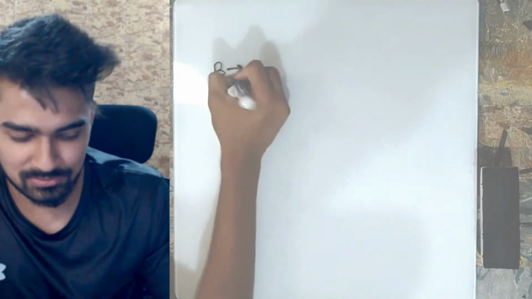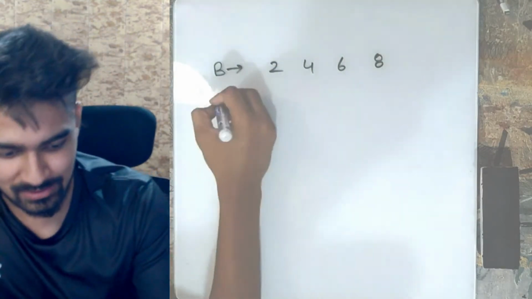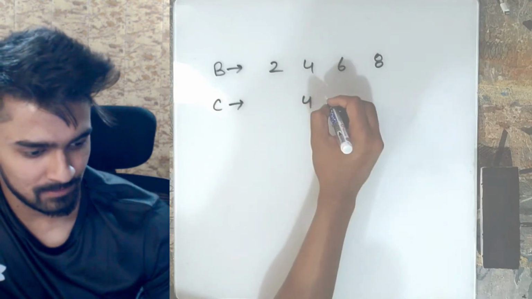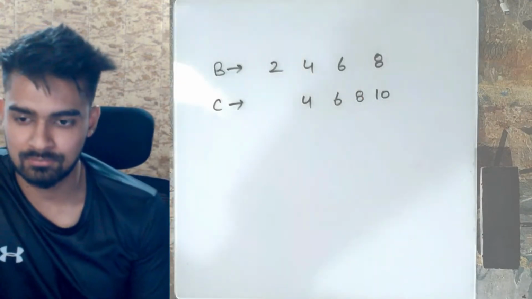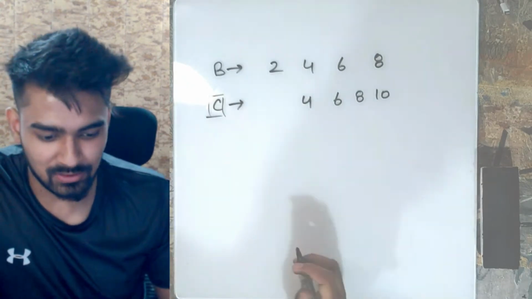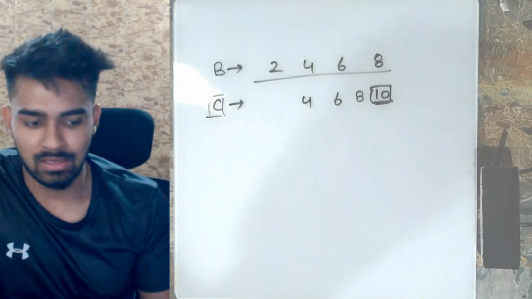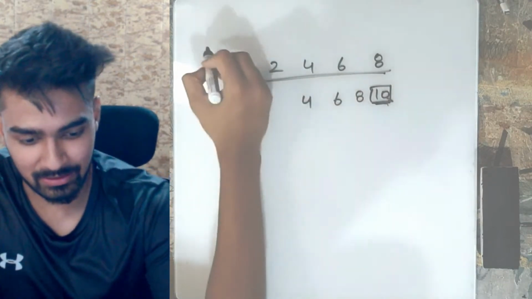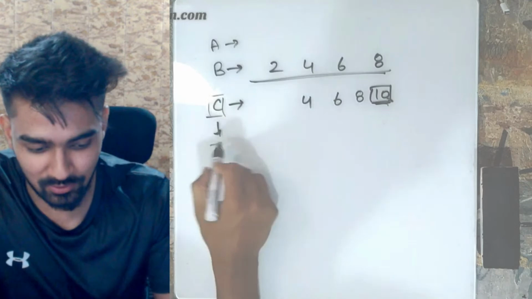Let's say my B is 2, 4, 6, 8. And let's say my C is 4, 6, 8, 10. If you see, this C is not possible. The reason is that this 10 is not present in B. Since this 10 is not present in B, it could never be a common element between A and B. Hence, the answer for this is 0, and that is the only case when you actually get a 0.